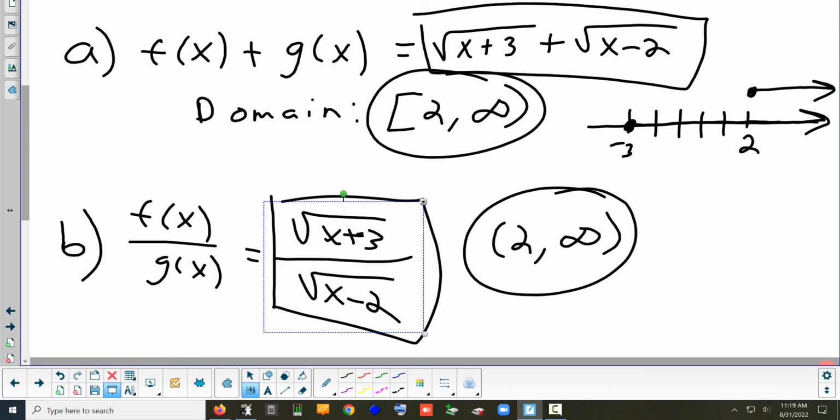So any number from 2 as high as you want to go. Small change, but very big difference, in terms of including or not including the 2. That makes a difference. Questions on that?